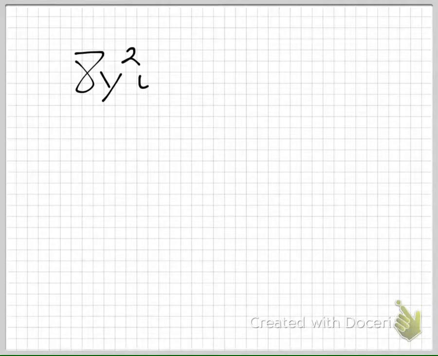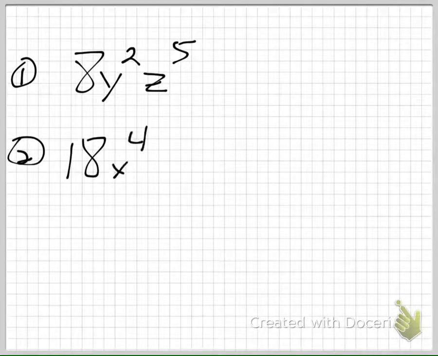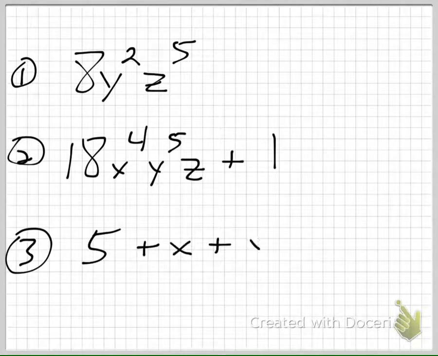Okay? Monomial, binomial, trinomial. Number 1: 8y squared, y, z to the 5th. Number 2: 18x to the 4th, y to the 5th, z, plus 1. And number 3: what is 5 plus x plus y? Okay, you should be able to look at this and tell me, what is number 1?